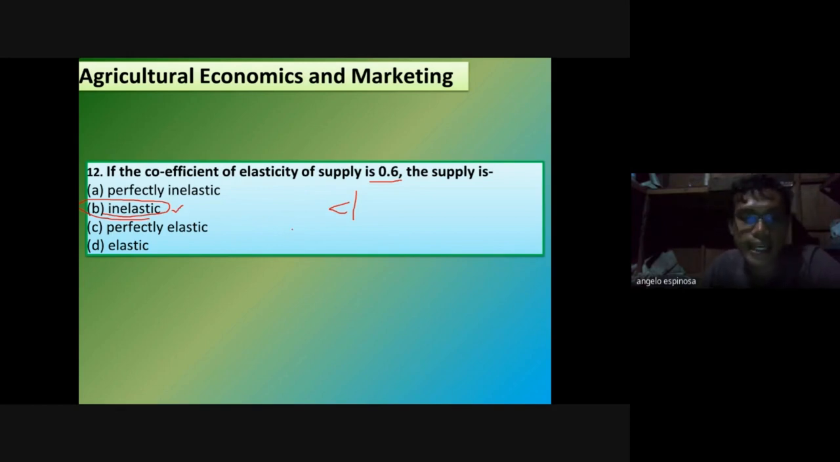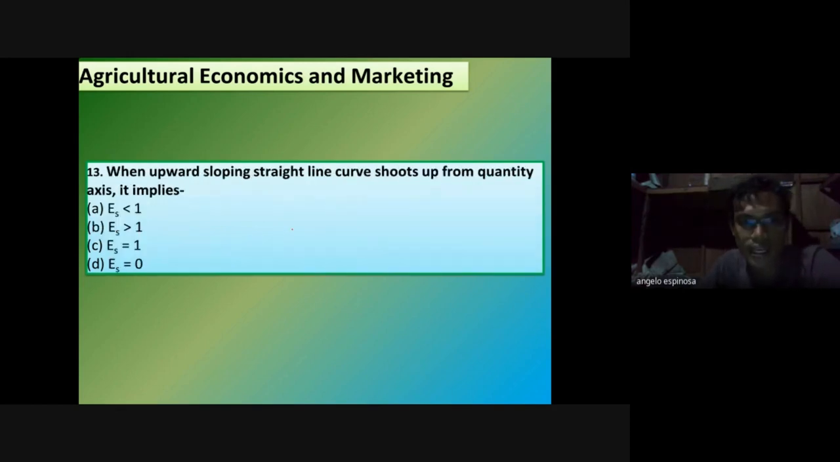Okay, that is being inelastic. Number 13, when an upward sloping straight line curve shoots up from the quantity axis, it implies, okay, an upward sloping straight line that shoots from the quantity axis, the quantity supply itself. Ibig sabihin, pag sinabi mong curve shoots, straight line talaga siya, ibig sabihin that is equal to 0. Okay, the quantity supply is equal to 0.